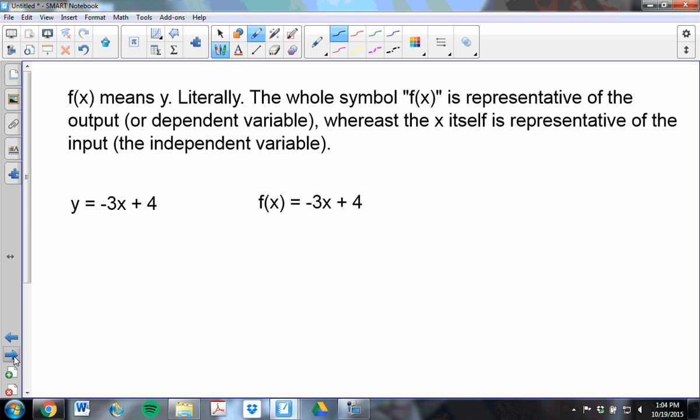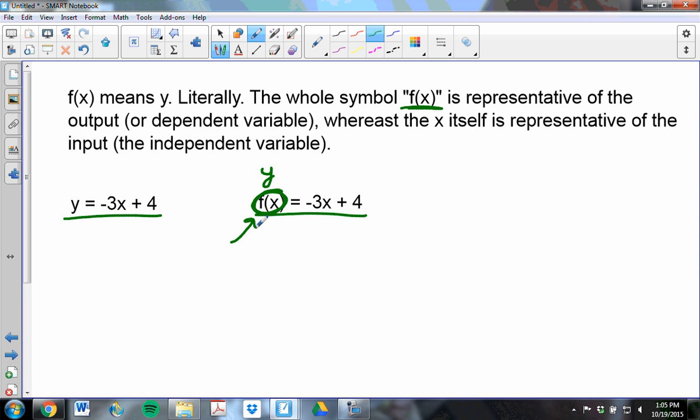F of x means y, like literally. The whole symbol f of x is just representative of the dependent variable or the outputs. Some people think it's kind of silly. I can write y equals negative 3x plus 4 and f of x equals negative 3x plus 4. If this literally just means y, what's the point of even having this?